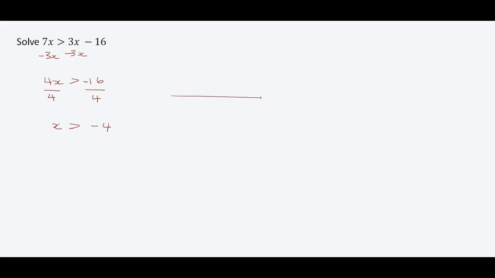So I'm going to put it on the number line. This is negative 4. This is 0. So x is greater than negative 4. So we have an open circle. And that's how we represent that.